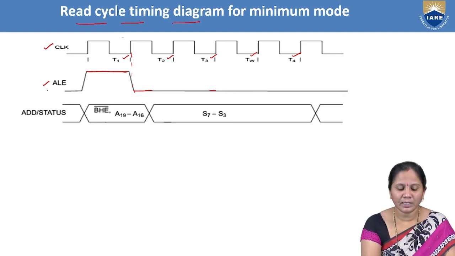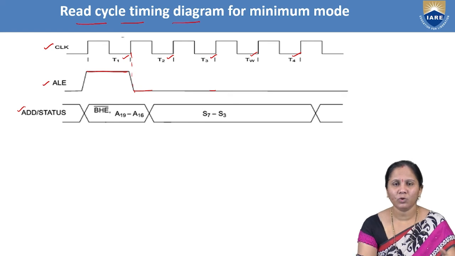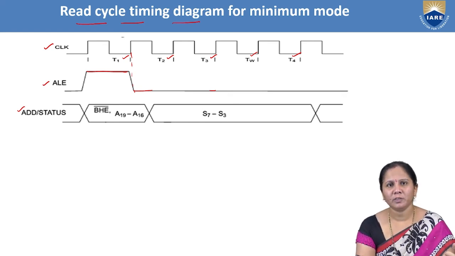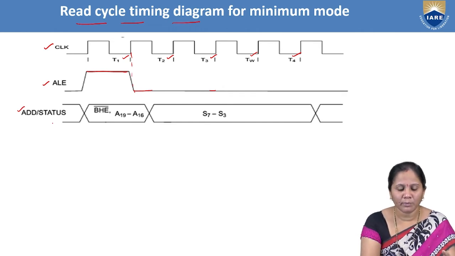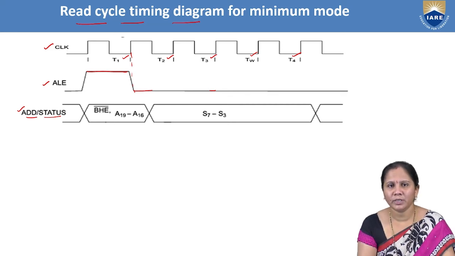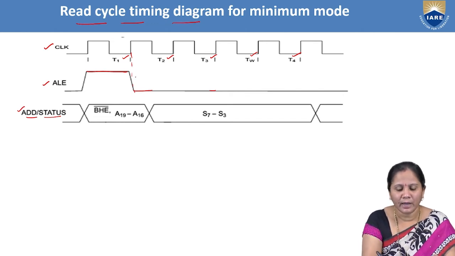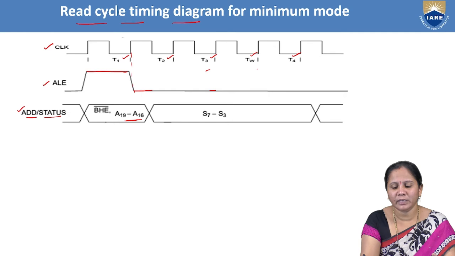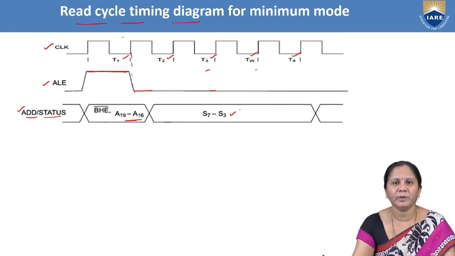The next signal is about address and status. In the 8086 microprocessor, we have address data lines and also address status multiplexed lines. The address status multiplexed lines are a combination of address and status. The address will be enabled only during T1, whereas in the remaining T states, that is T2, T3, TW and T4, the status information will be available.